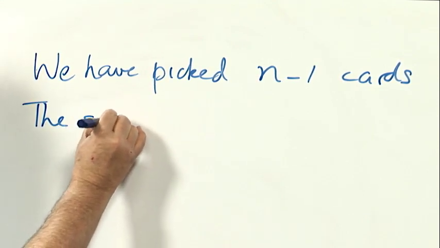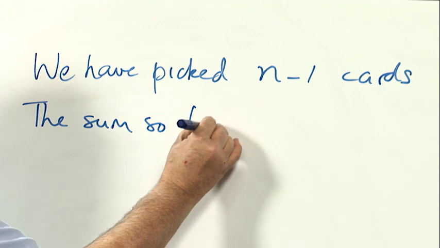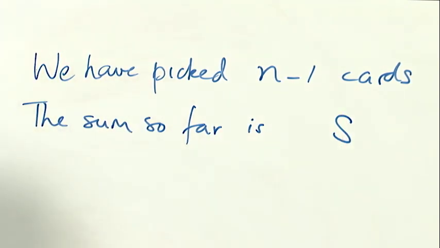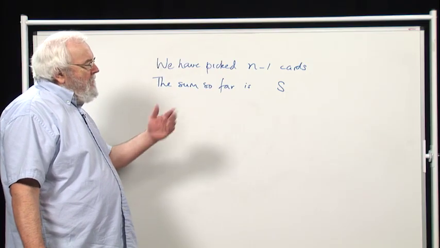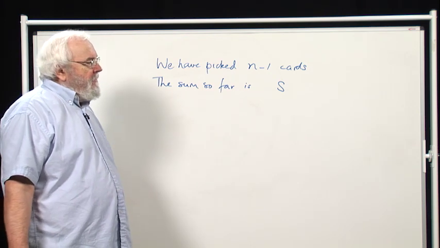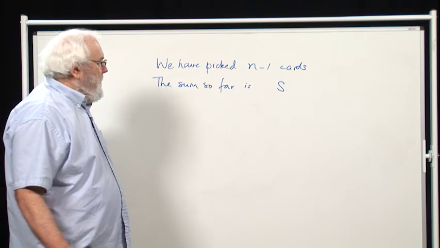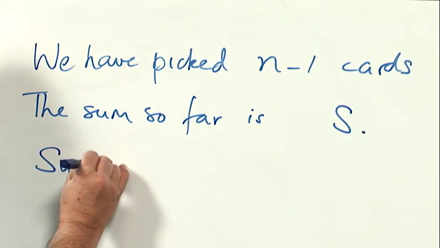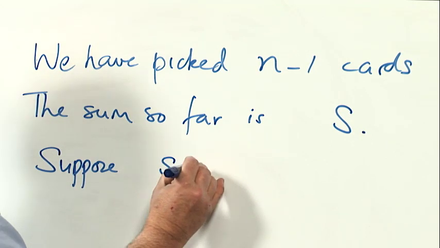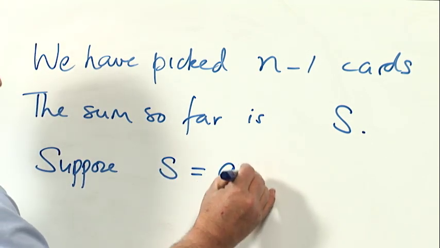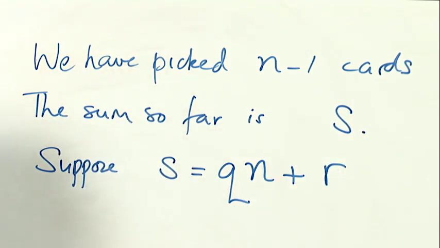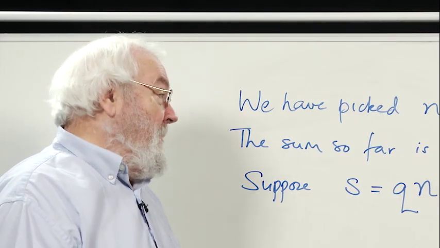The sum so far is, let's say, S for the sum. And I want to pick an nth card, so what matters is the remainder when S is divided by n. So we'll suppose that S is a multiple of n plus a remainder. We've seen something like this in one of the earlier questions.